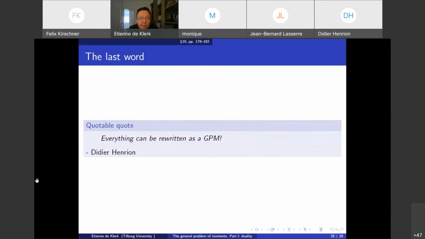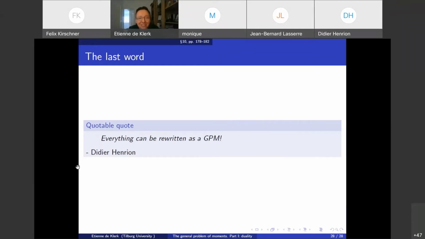Okay, and then I'm really happy that Didier is here today, because I have a last word, a quotable quote from Didier. Not only did he bring us the cartoons about the SOS and the moment problem, he also brought us the saying about the GPM: everything can be rewritten as a GPM. Maybe Didier does not remember it, but once I was discussing something with him, and I said that I was quite impressed that it could be rewritten as a general problem of moments, but then Didier said, oh no, everything can be rewritten as a GPM.